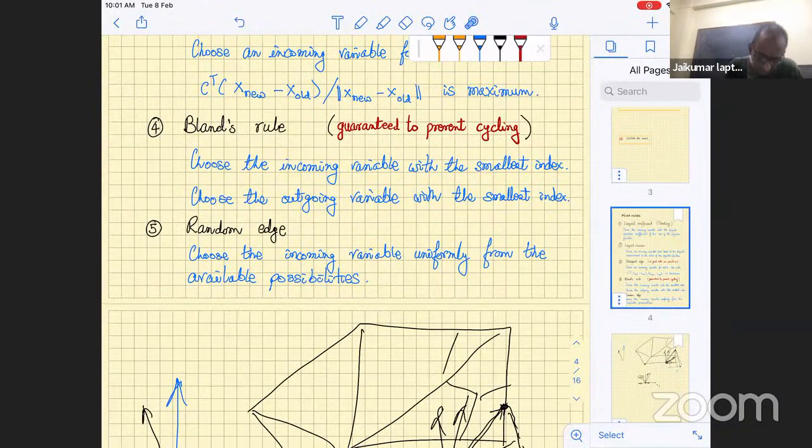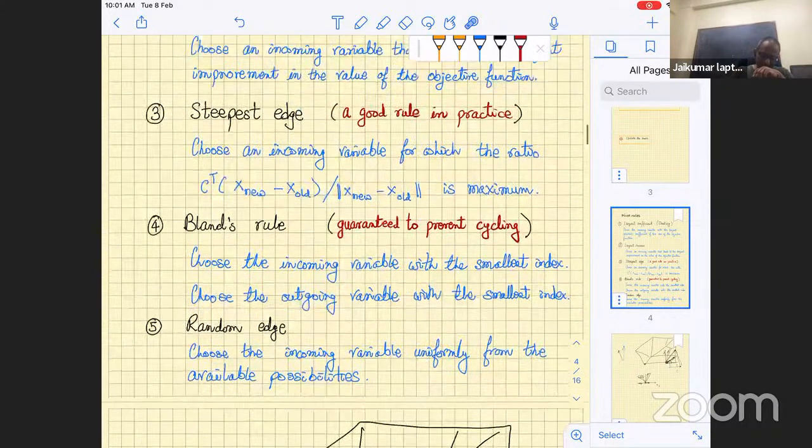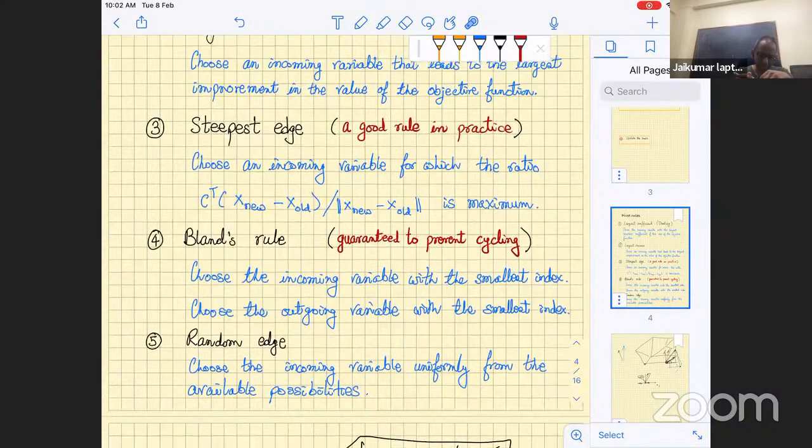Good. And then there is this randomized strategy, where if you have multiple choices, you just choose one of them at random. The randomized strategy is used for proving that the simplex method actually runs fast in some cases. I'll talk about it soon. But in practice, there are lots of tricks that one uses, but the steepest edge seems to outperform many others.